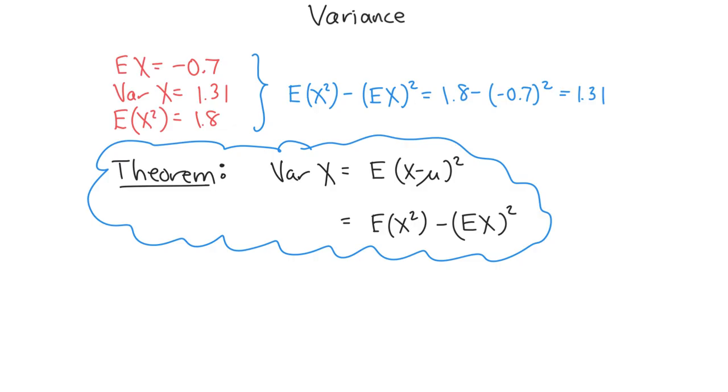I picked the example of a square for a reason here. Let's review the 3 numbers that we've seen so far. The mean was -0.7, the variance was 1.31, the expected value of the square was 1.8. Notice that if you take the square, 1.8, and you subtract the square of -0.7, you get an answer which actually matches up with variance. This is not a coincidence. We're going to come back to this at a later point. For now, though, just take this as a theorem to be proven later.